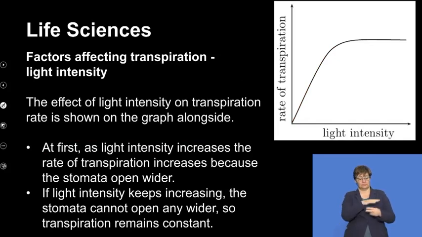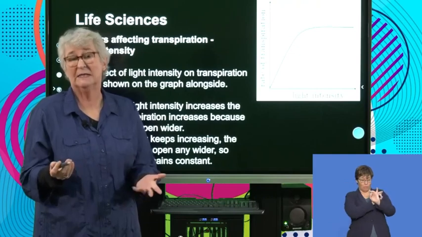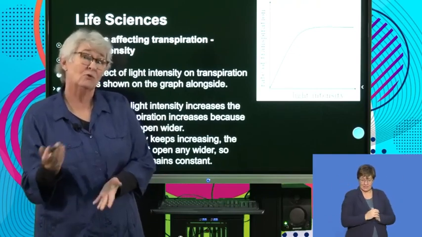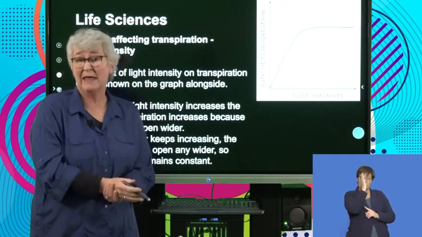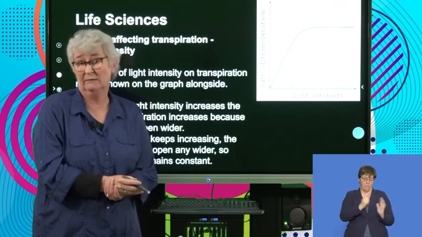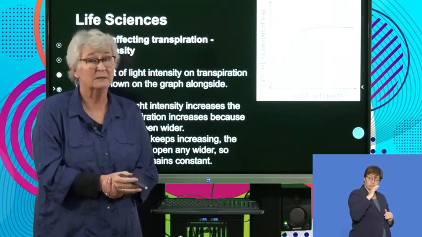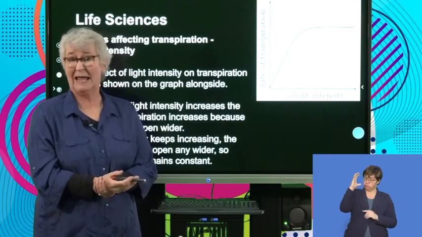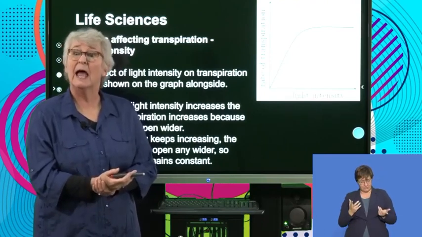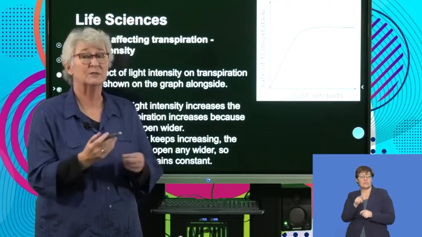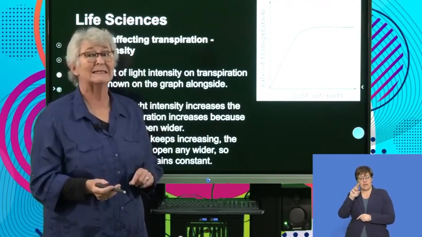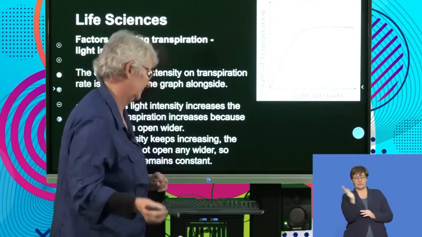Next factor we're looking at is light intensity. In other words, how bright the light is. Will more transpiration occur at midday than just at 7 o'clock in the morning when the light is actually not bright? Well, let's have a look at what the scientists have found out by doing experiments using a potometer and a plant placed at different light intensities.